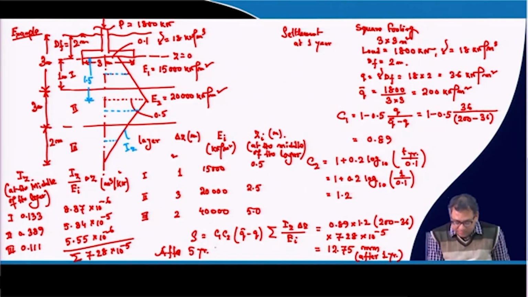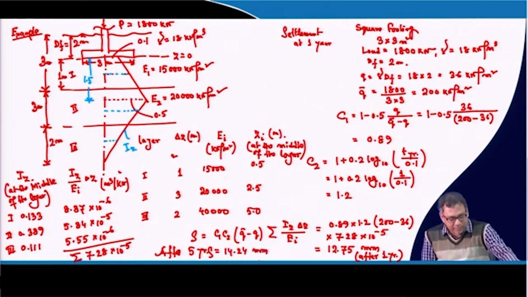So after 5 years, this value is 14.24 millimeter. That means not much variation is there, and most of the settlement occurs in a very short duration, because it is the immediate settlement, and then due to creep there will be some increment. You can see that after 1 year it is 12.75 millimeter, and after 5 years the settlement is 14.24 millimeter.